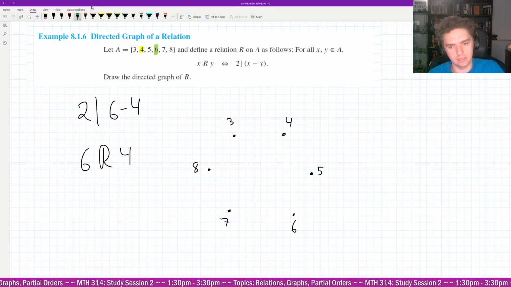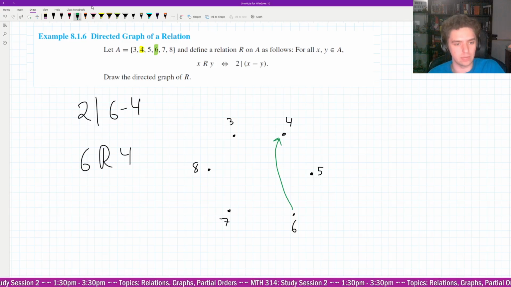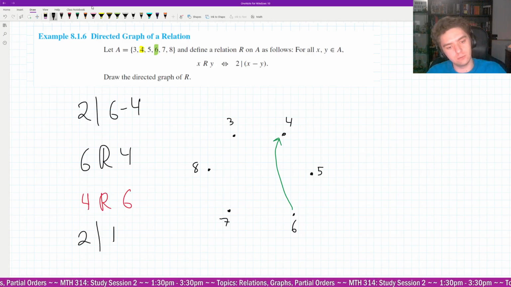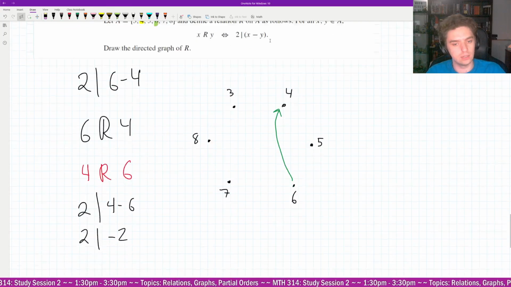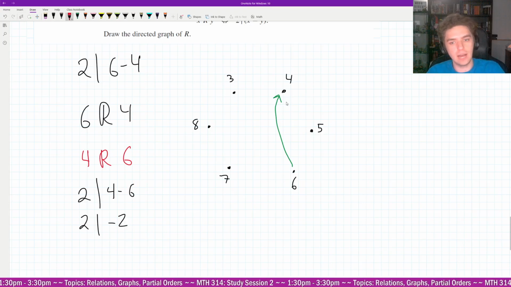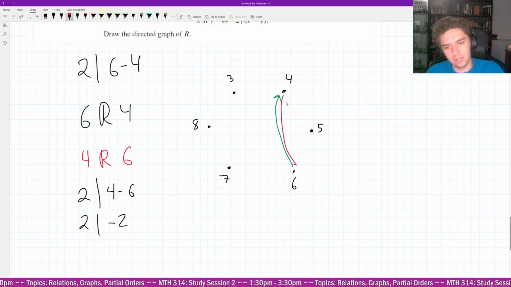Oh, sorry, I think I made it the wrong way. X R Y means we go from x to y. 2 divides the difference of 6 and 4, that's the one we have right here. But it's also true that 2 divides 4 minus 6, which is 2 divides negative 2. That is true, so we also have an opposite arrow, in all directions.